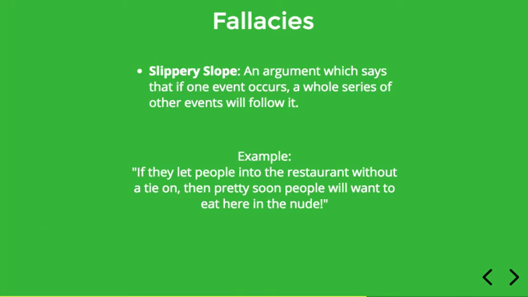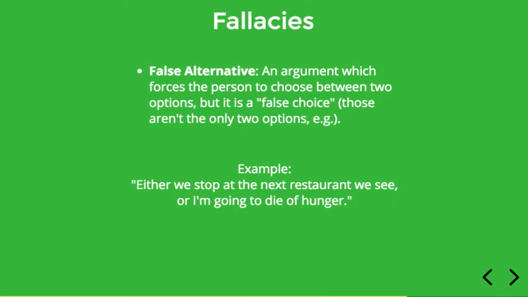Let's next look at false alternative. In this fallacy, the arguer presents their opponent with a choice between two things and suggests that only one of them is the truth. So the problem is the choices or the alternatives that are being offered are not genuine alternatives. So consider, either we stop at the next restaurant we see or I'm going to die of hunger. The obvious conclusion is that they should stop at the next restaurant since it would be bad for that person to die of hunger. But this is a false alternative because it's not the case that the person is going to die of hunger if they don't eat right away.